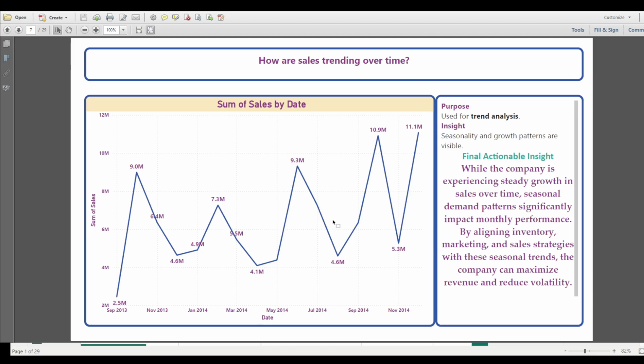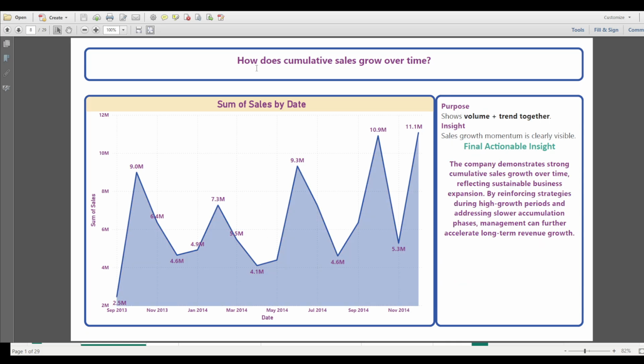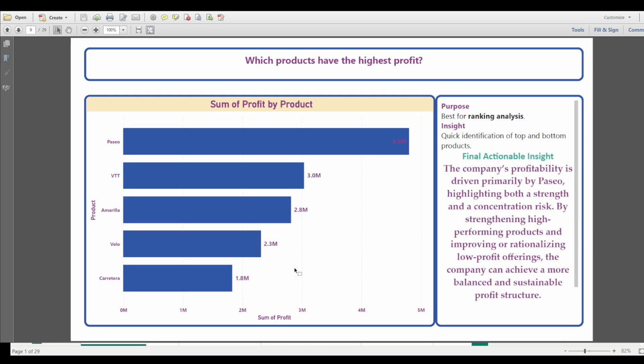So this is a line chart wherein we are showing date-wise sales. Whenever we have to show the trend, we can use a line chart. Here, how does cumulative sales grow over time? Then the line chart is converted into an area chart. So this is how we can show the volume also along with the trend. Whenever we have to show volume and trend both together, we use an area chart.